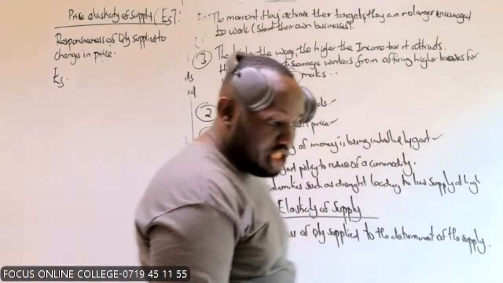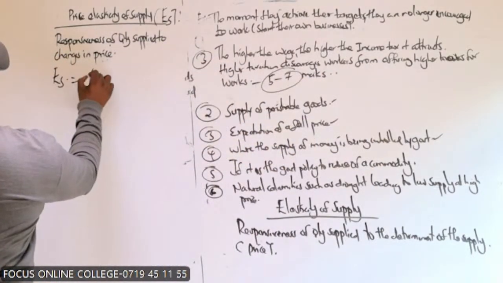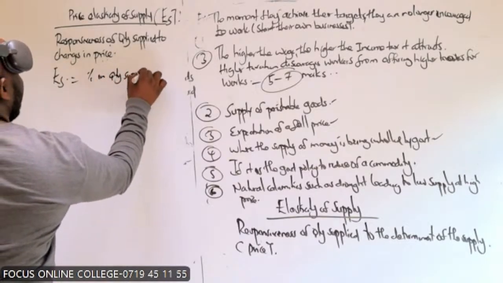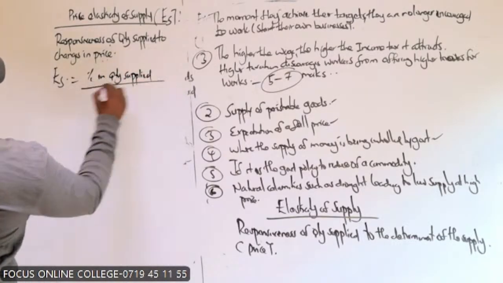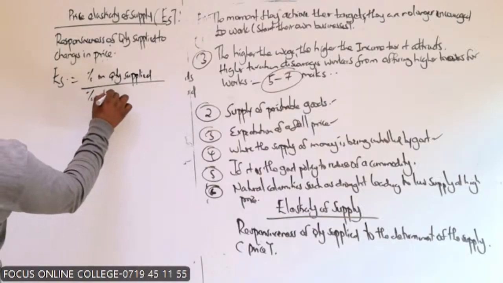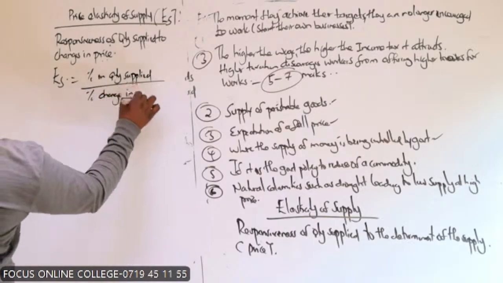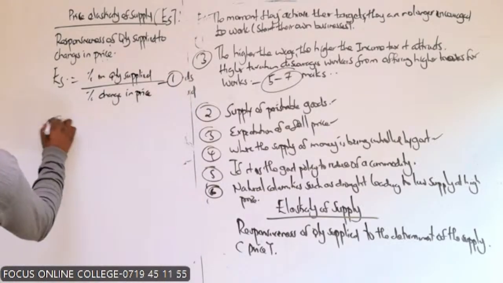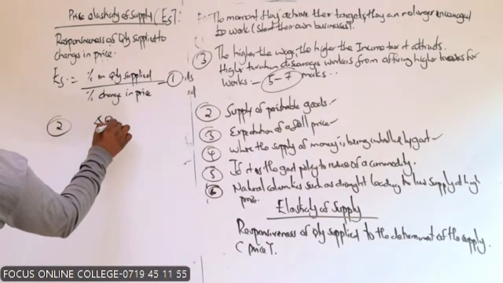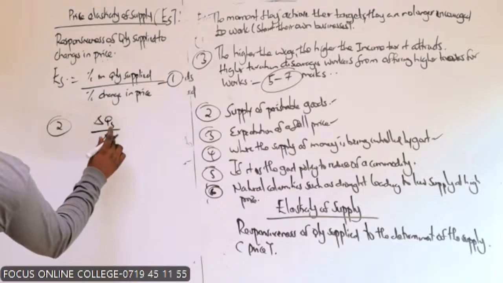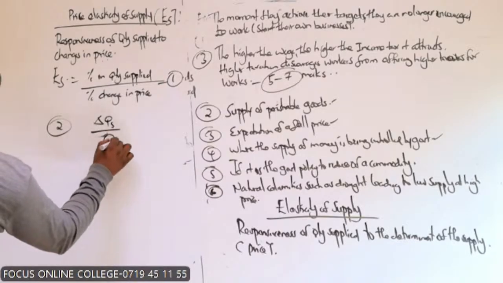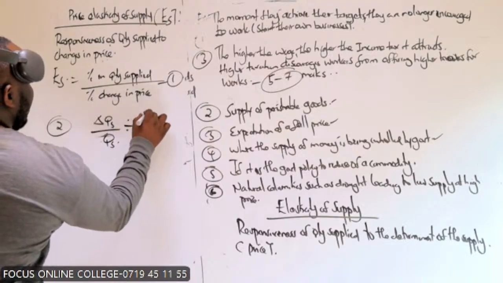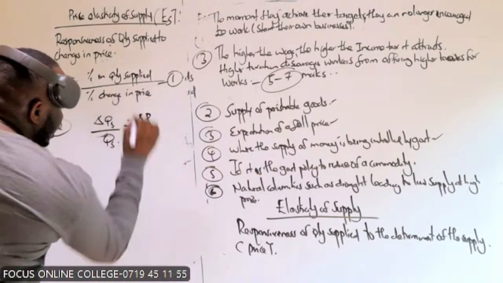The first way is percentage change in quantity supplied over percentage change in price. So this is formula 1. Then I have formula 2, where we say change in quantity supplied over the original quantity, QS original, divided by change in price over the original price.